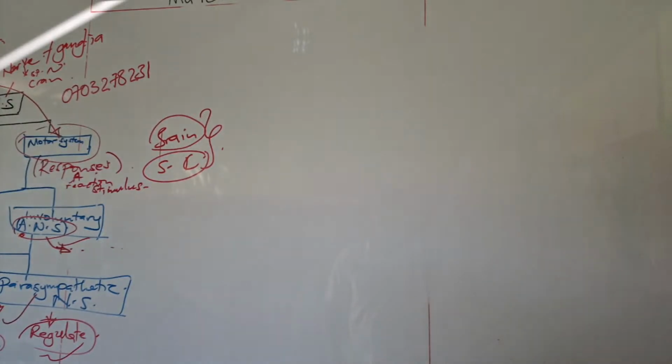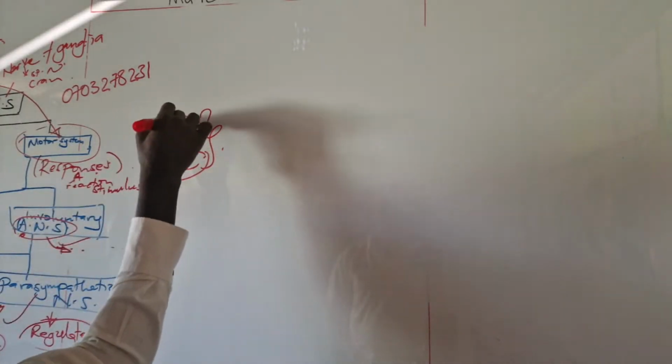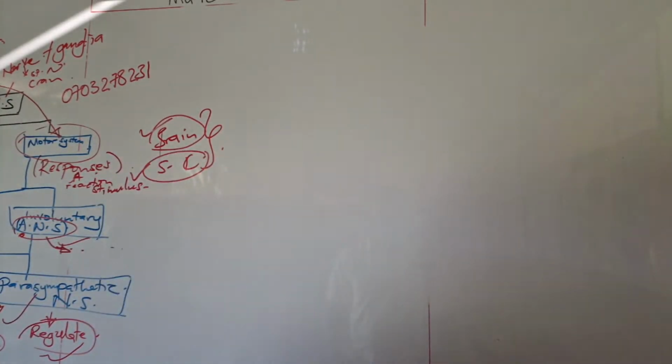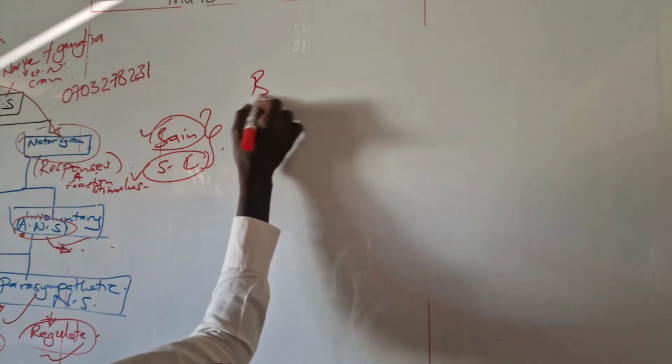So as we are giving the functions of the brain and the spinal cord, we shall be giving the functions of the central nervous system. To cut the story short, we start with the brain.